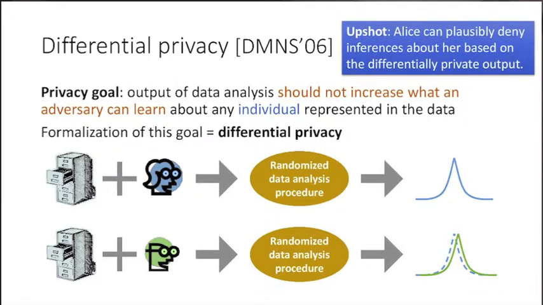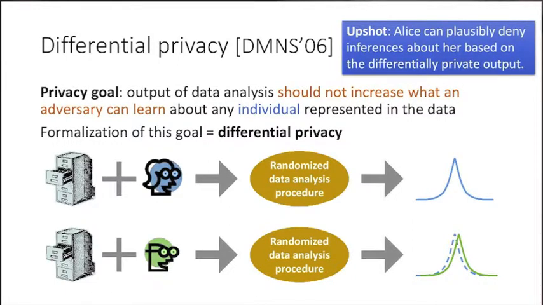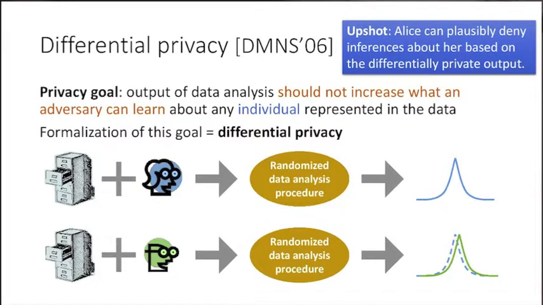But here's a cartoon illustration of it. I'll give you the formal definition in a bit. If you have some data set, and Alice, for instance, is represented in this data set, the analysis has to be a randomized analysis, so the output is drawn from some probability distribution. And if this procedure is differentially private, then if you had replaced Alice's data with anyone else's data, for instance Bob's data, the resulting distribution from which you draw your output should not be very different. It should be almost the same.